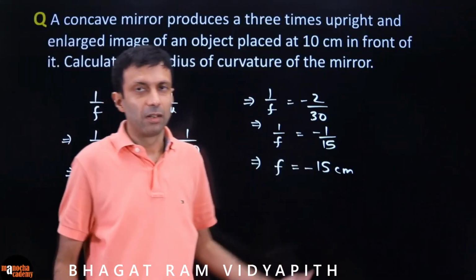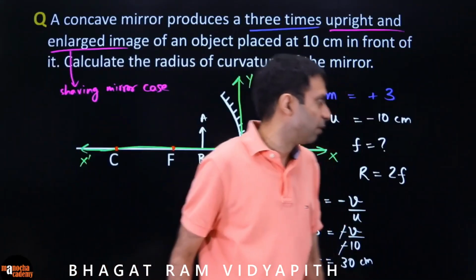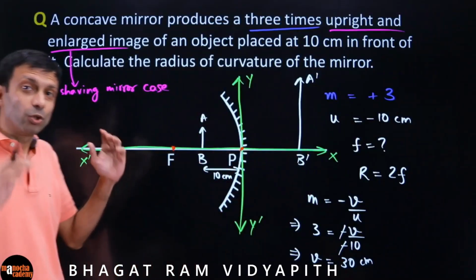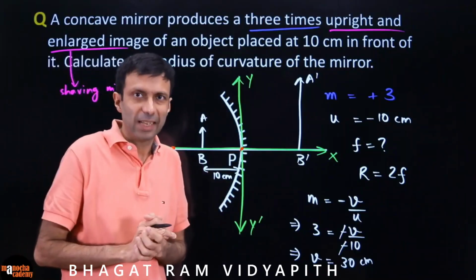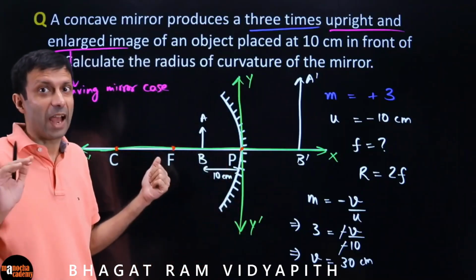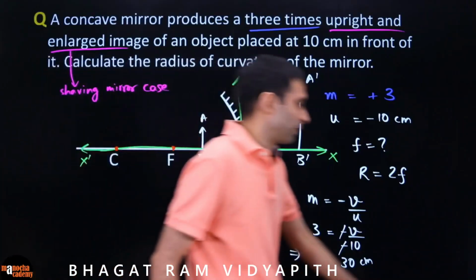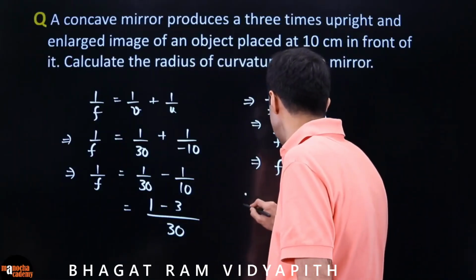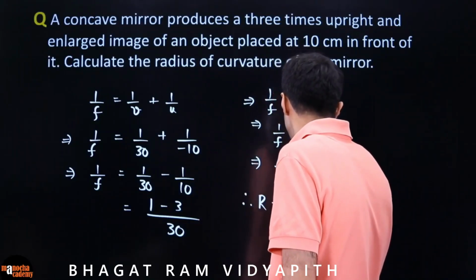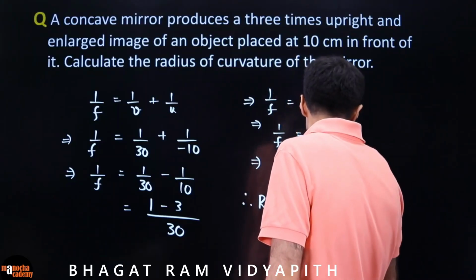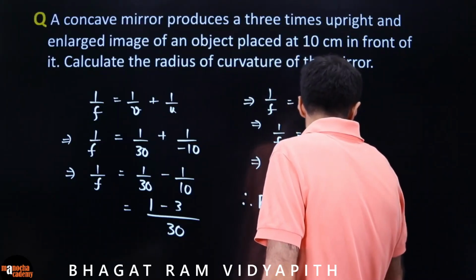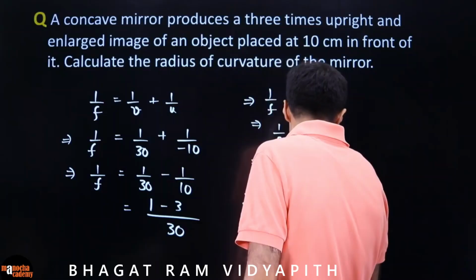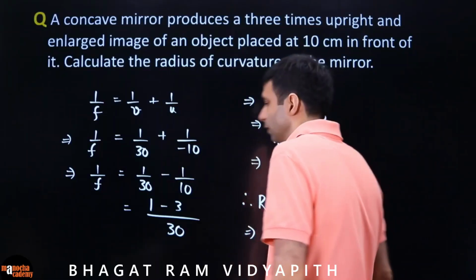Does that make sense? Because for a concave mirror, focal length should be negative. It should be along the negative x-axis. So see, you can check, is your answer making sense according to sign convention? Absolutely. So what is going to be the radius of curvature? Very simple. Therefore, we can say R is 2f, 2 times -15. So therefore, R is going to be minus 30 centimeters.